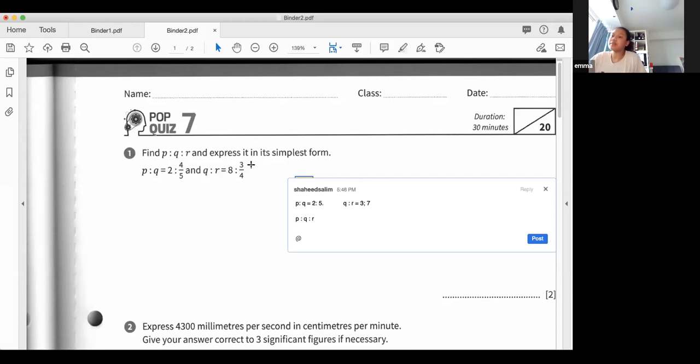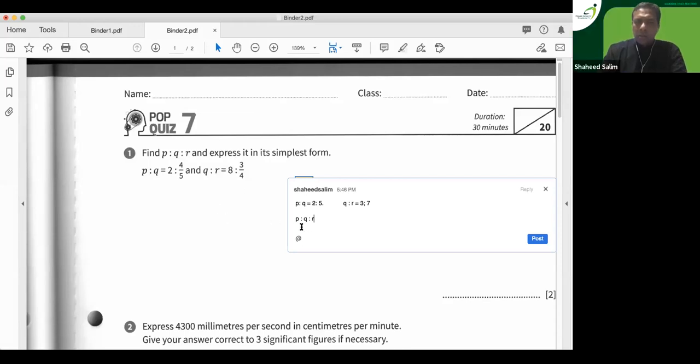6 to 15, 7. 6 is to 15, is to 7. So let us see. Yeah? That's your answer, right? So I'm gonna put 2 is to 5 for the first one. Then the second one, you're gonna see this, 3 is to 7.